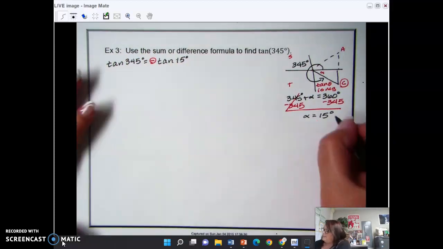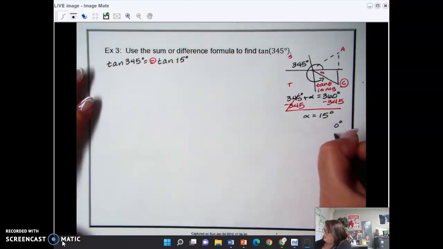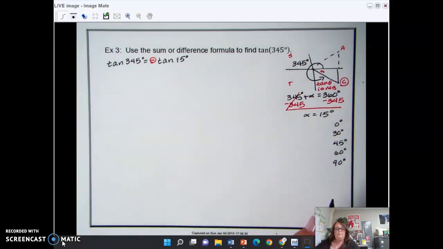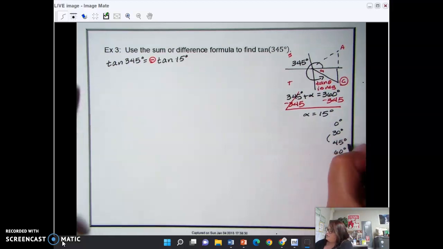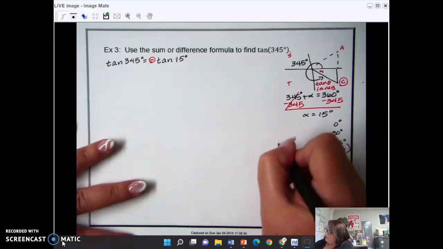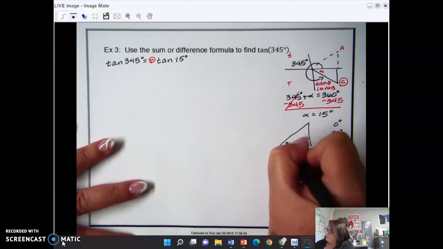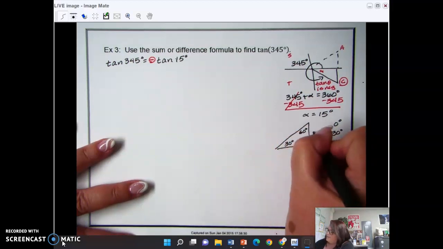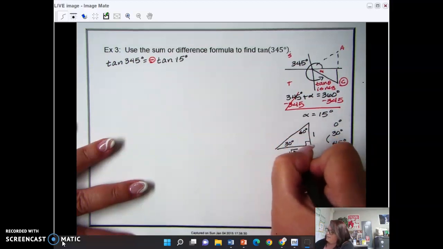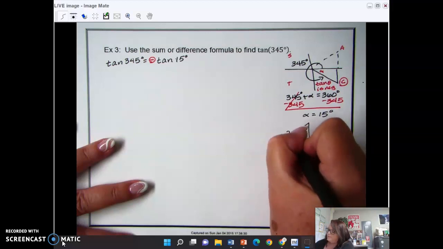So we're going to go back to that list. We had 0 degrees, we had 30, we had 45, we have 60, and we have 90. And so we've done 15 before, and we did it with 30 and 45. But I want to show you something. If we look at a 30, 60, 90 triangle, we said opposite to 30 is the 1, opposite to 60 is the root 3, and opposite to 90 is the 2.